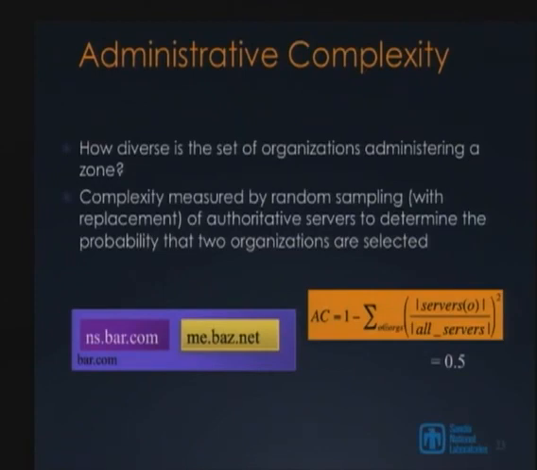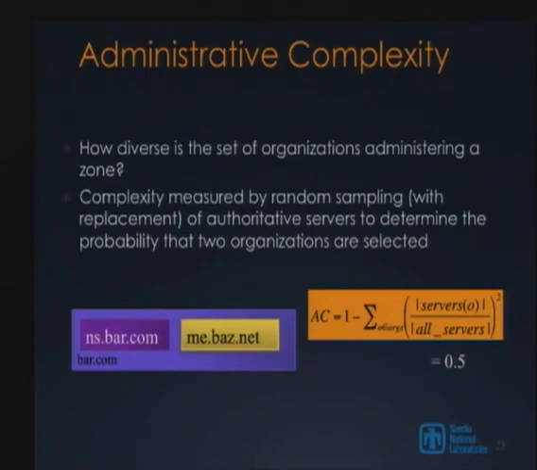So administrative complexity basically answers the question, how diverse is the set of organizations that are administering a particular zone? Go back to the example where you have Illinois, Indiana, and Purdue all hosting Purdue.edu's services. We wanted to have some idea of what the distribution looked like with a single number so we could do it for comparison.